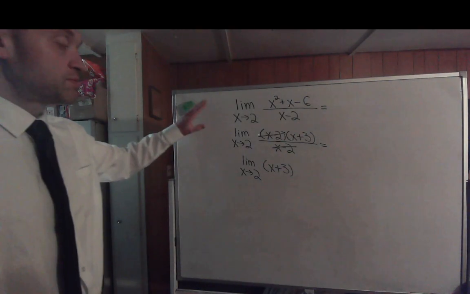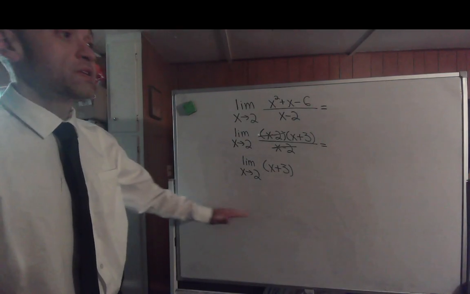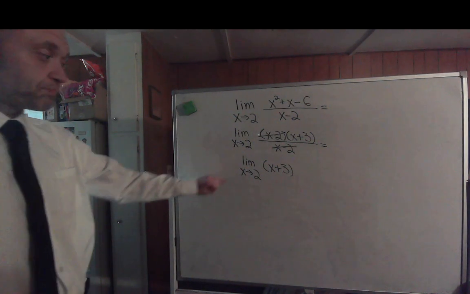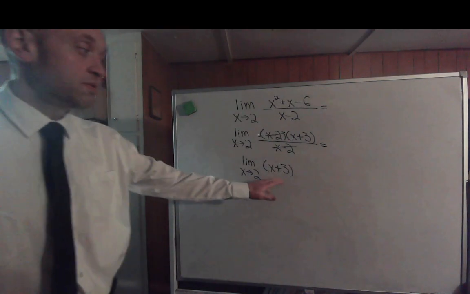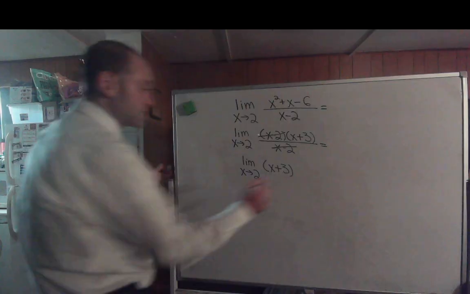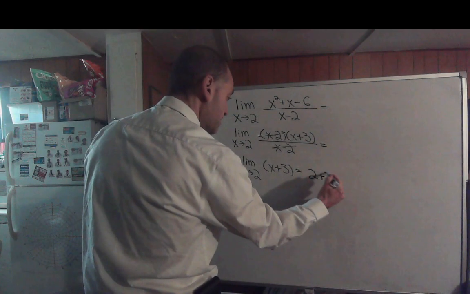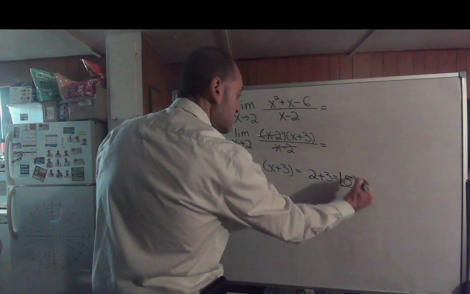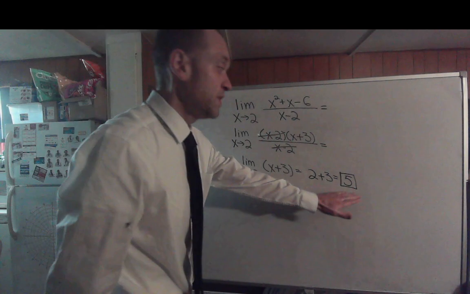So the idea of factoring is to get it into a form where we can use direct substitution. So now we have it reduced to the limit as x approaches 2 of x plus 3. Let's apply direct substitution. Well, this will just turn into 2 plus 3, which would give you the limit to be 5. So the limit of this function as x approaches 2 is 5.